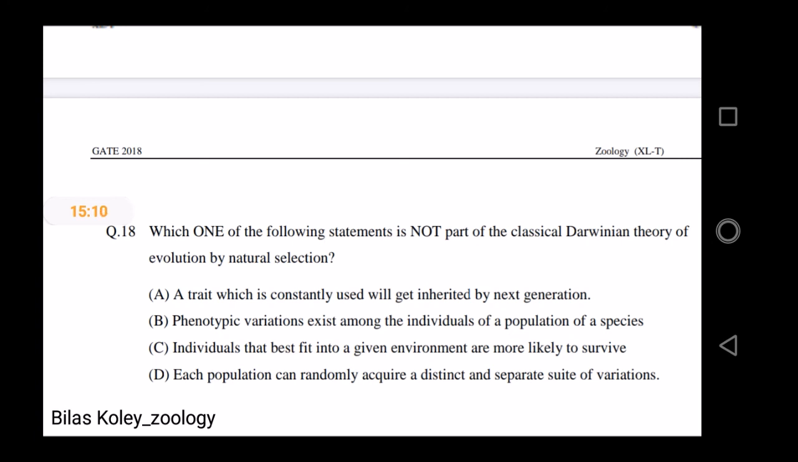Phenotypic variations exist among the individuals of a population of a species. Individuals that best fit into a given environment are more likely to survive. Each population can randomly acquire a distinct and separate suite of variations. In this question, the right option will be option A.